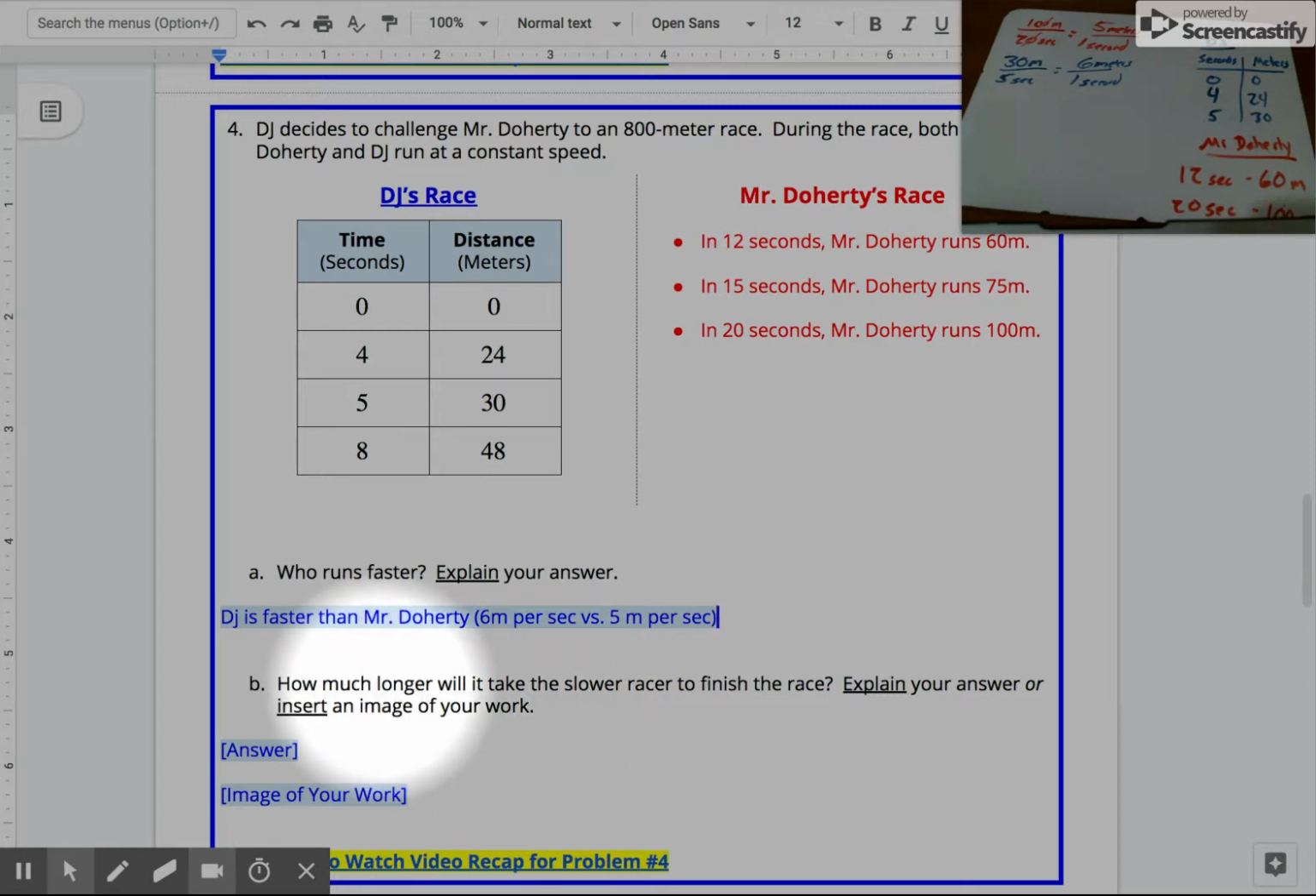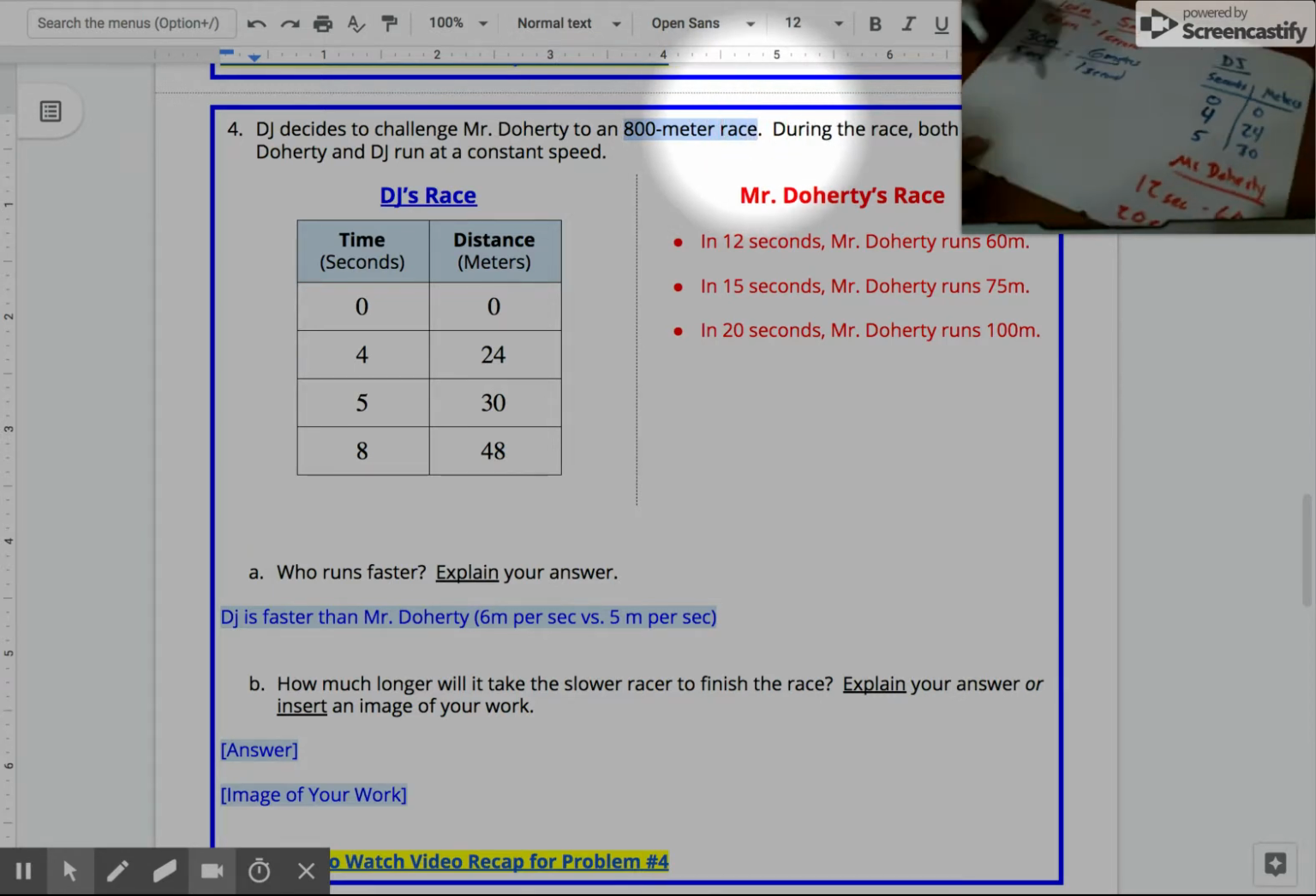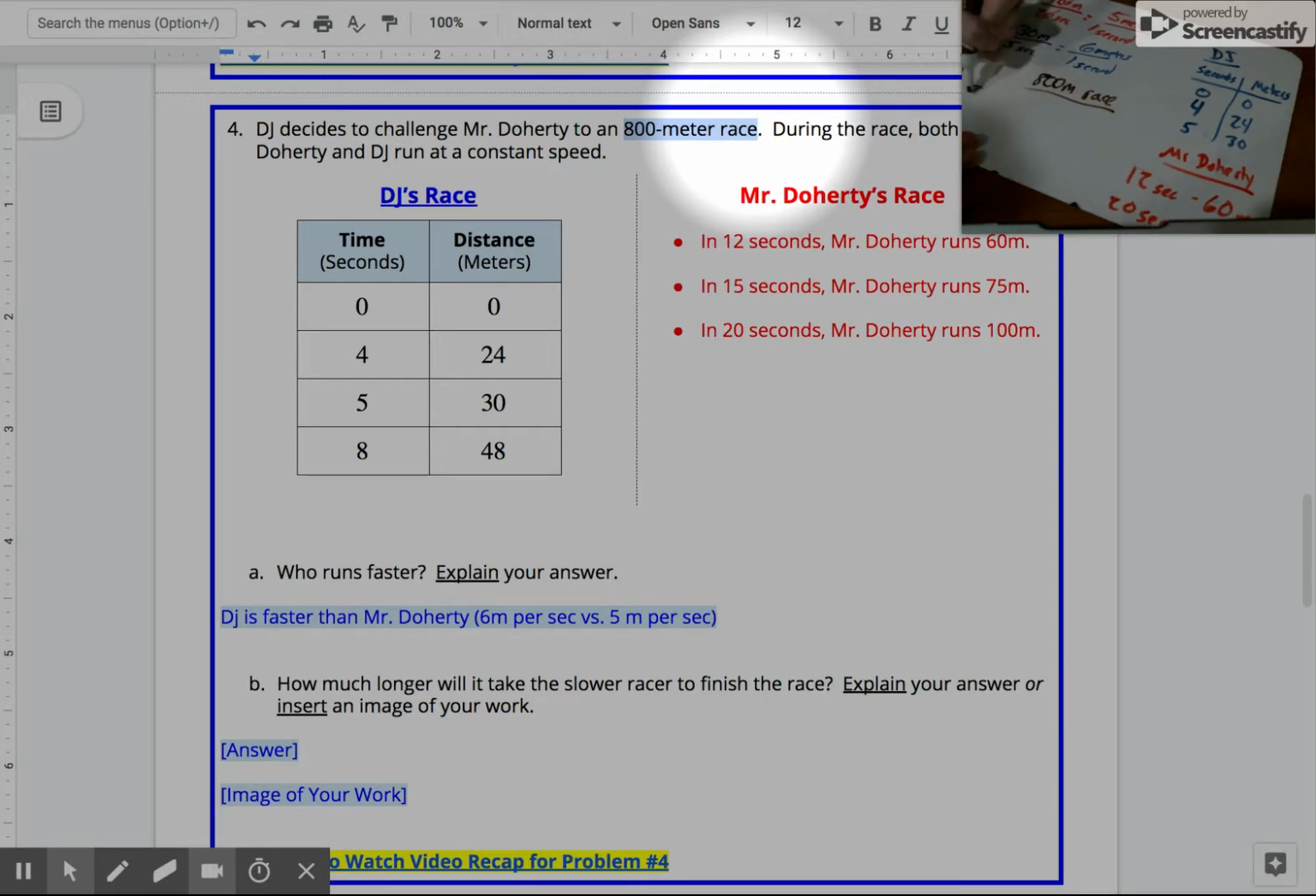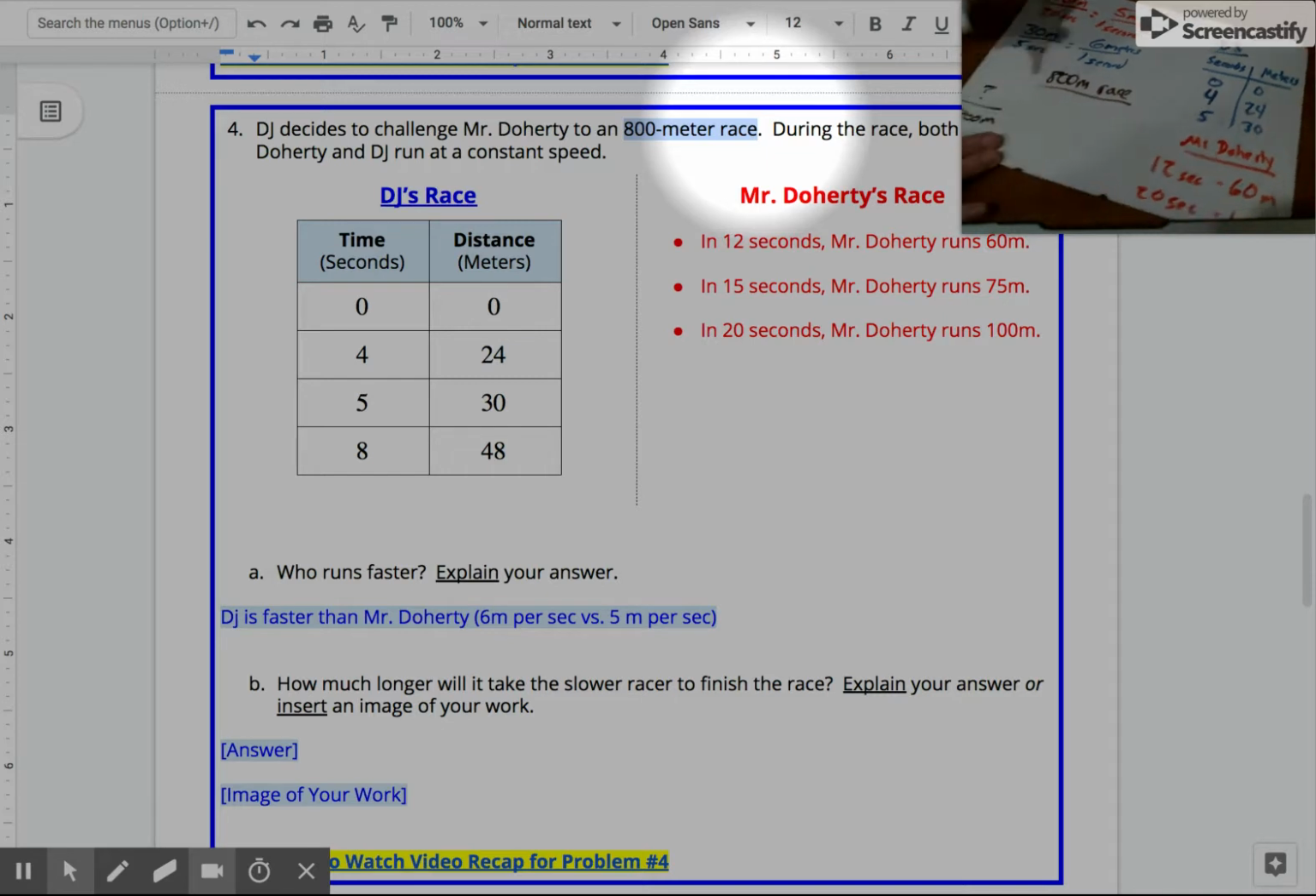So they're saying if you think about when the first racer comes across and the second racer comes across, DJ's of course going to beat Mr. Doherty. How much time will go by, or how much faster will DJ be than Mr. Doherty? We have to go back to our original part and recognize this is an 800-meter race. So if I know it's an 800-meter race, the question is how many seconds will it take to run 800 meters?